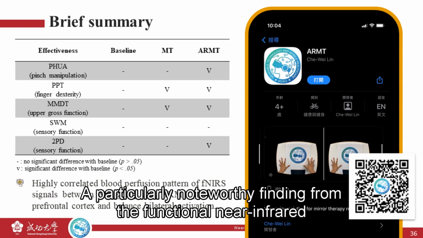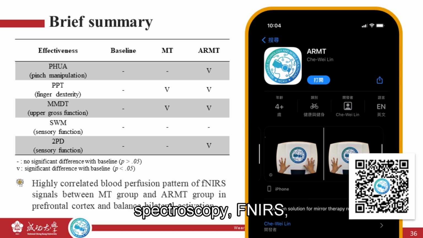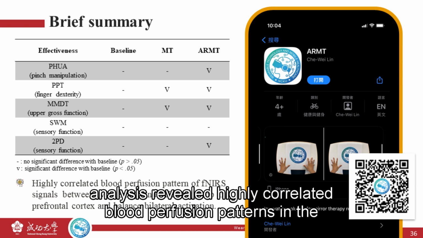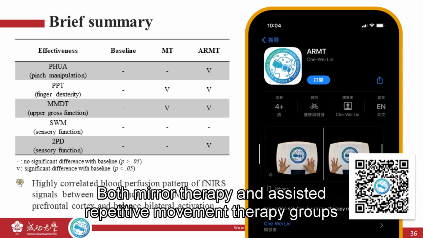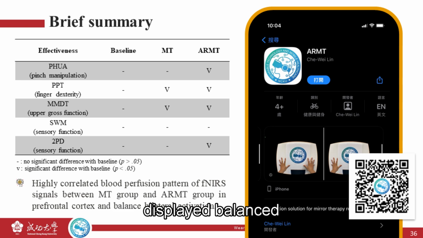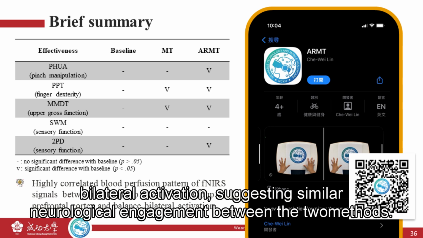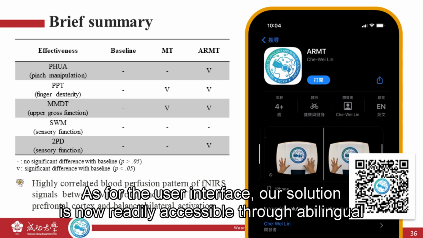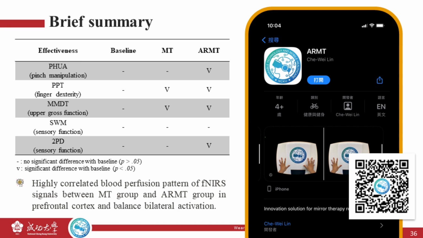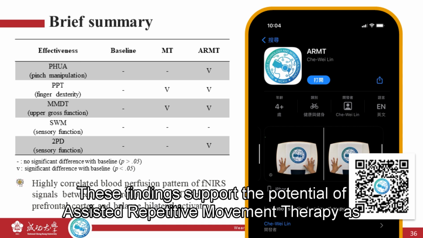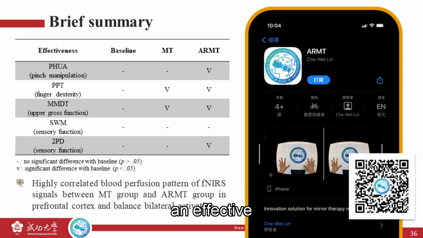A particularly noteworthy finding from the functional near-infrared spectroscopy, fNIRS, data analysis revealed highly correlated blood perfusion patterns in the prefrontal cortex. Both mirror therapy and assisted repetitive movement therapy groups displayed balanced bilateral activation, suggesting similar neurological engagement between the two methods. As for the user interface, our solution is now readily accessible through a bilingual interface, includes a quick response code for convenient access, and offers a user-friendly design that enhances usability. These findings support the potential of assisted repetitive movement therapy as an effective rehabilitation tool.